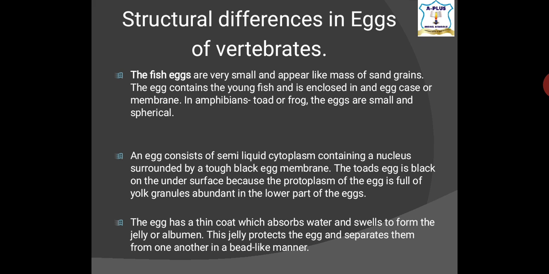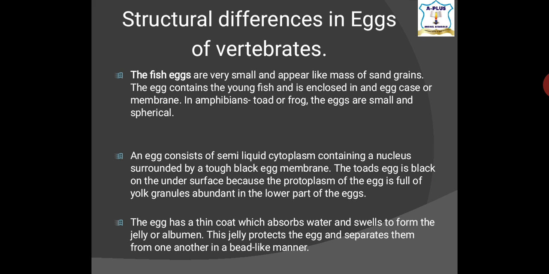First one we'll be talking about is the fish eggs. The egg of a fish. They are very small and appear like a mass of sand grains. If you have ever seen the eggs of a fish, it looks like sand grains. The egg contains the young fish and is enclosed in an egg case or membrane.